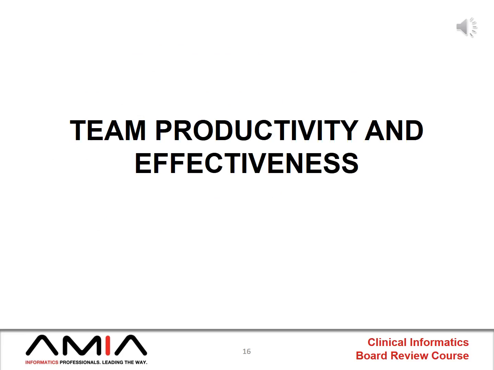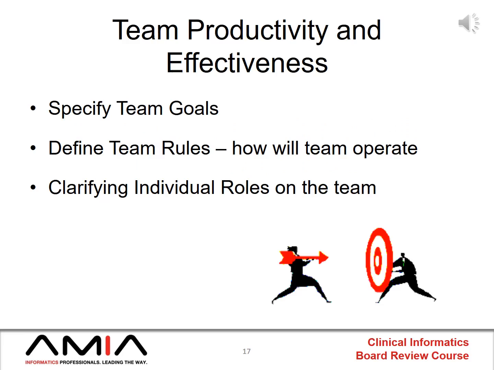Now moving on to team productivity and effectiveness. Just like with individual employees, it's very important to make it clear what a team's goals are supposed to be. In addition to that, you want to define any team rules for how they will operate. And it also can be very important to clarify the individual roles of members on the team, because that's not always intuitive or obvious.